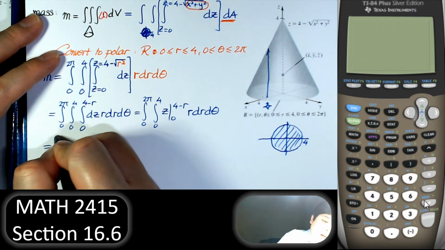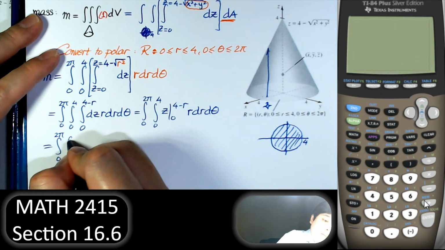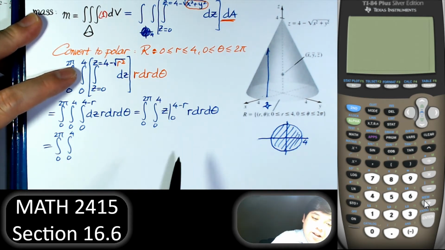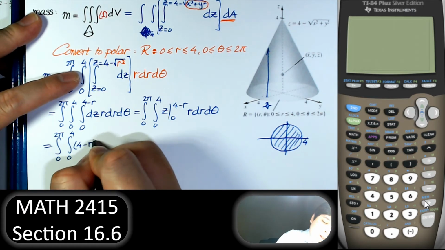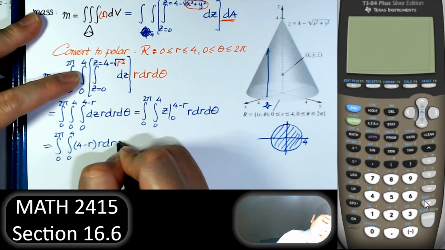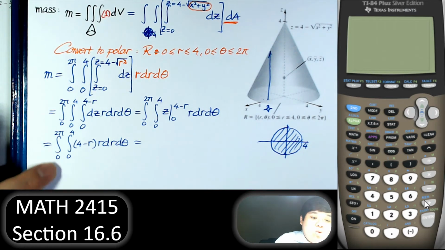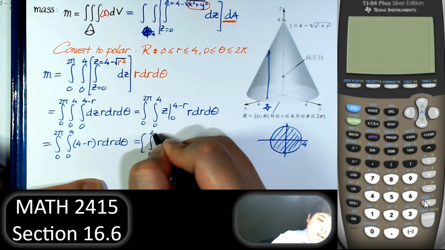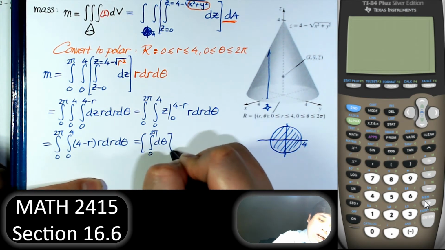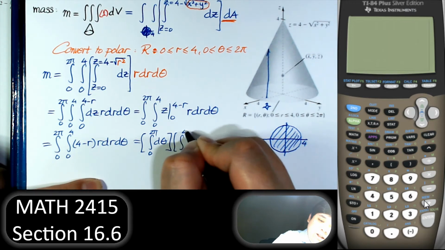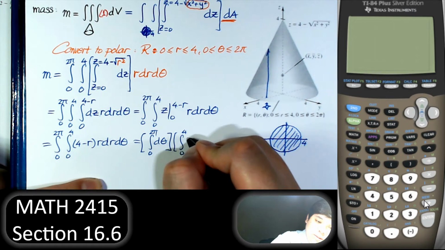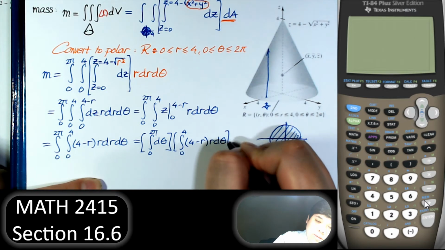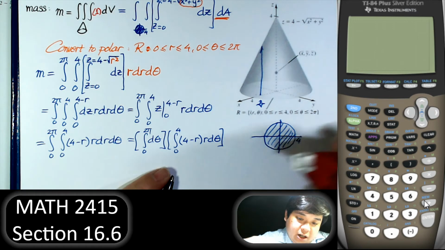So even though we should have enough space, I still write small. 4 minus r dr d theta. Now for the beginning, we'll work on this one because limits are constant and the function is separable. So this, we group the theta, and then we group the r.